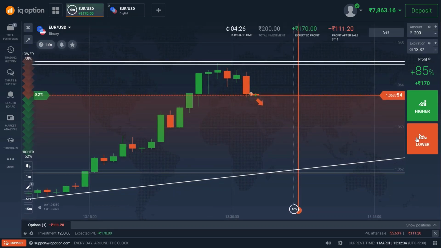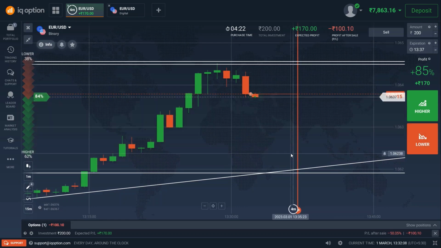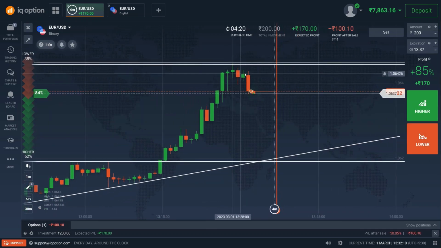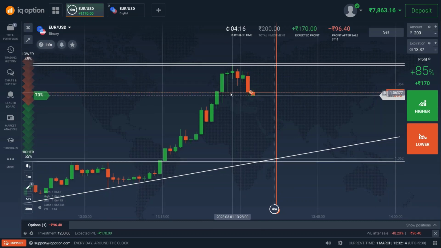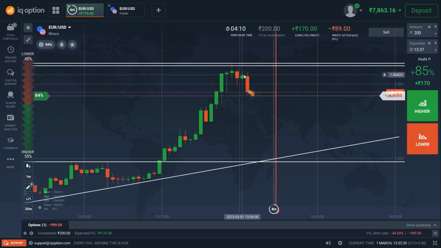Guys, as you can see, I've taken a down trade over here, and the reason is that the market has hit the strong resistance level over here, and this was the previous support level where the market got rejected and went above, and the market started falling and becoming weaker from this very level.